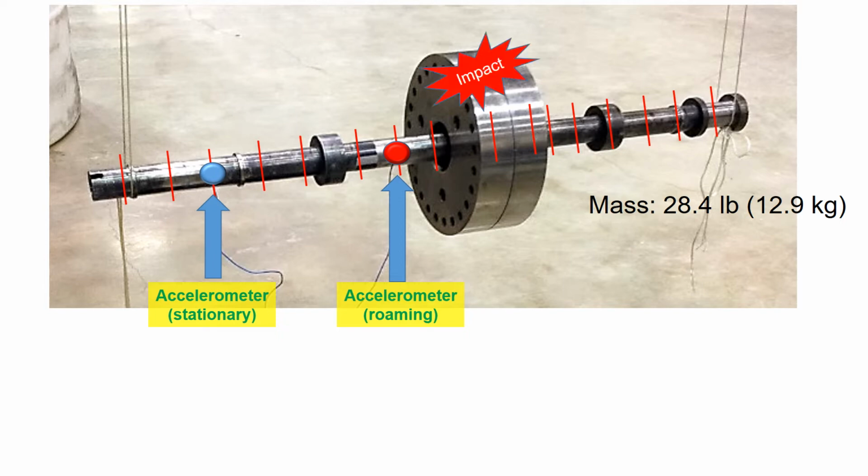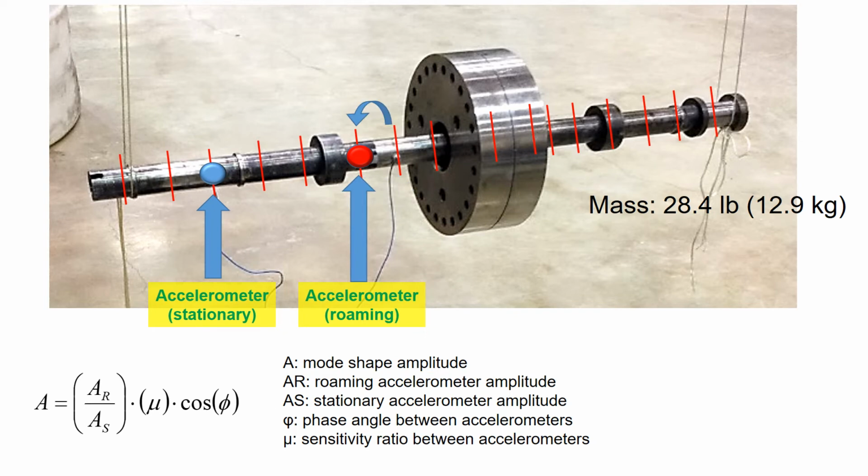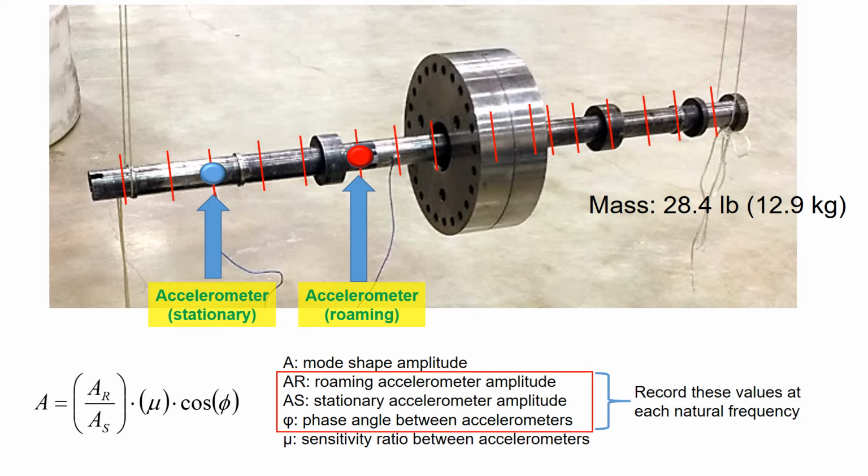Impact. Once the signal is recorded in the data acquisition, record the AR, AS, and the phase angle between the accelerometers at each natural frequency. Once you record all the data in your Excel sheet, move your roaming accelerometer to the next interval location and then repeat the impact test. Impact. Then record data.